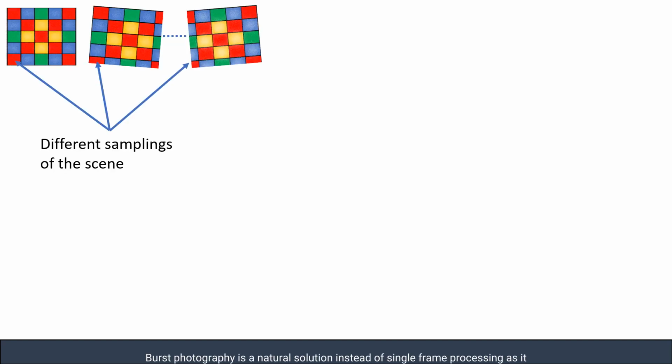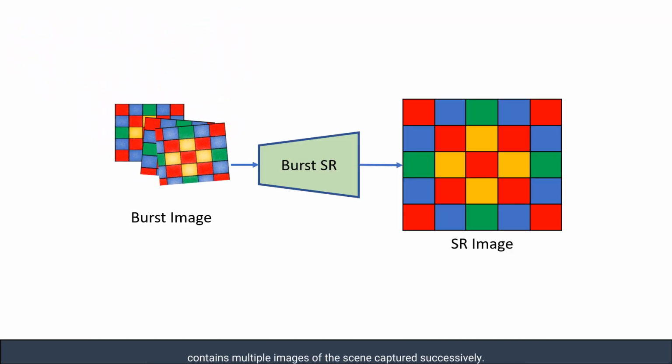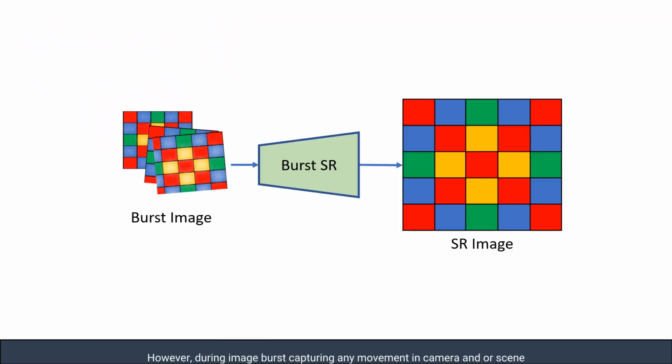Burst photography is a natural solution instead of single frame processing, as it contains multiple images of the scene captured successively. However, during image burst capturing, any movement in camera and/or scene objects will cause misalignment issues while merging the information in each frame, thereby leading to ghosting and blurring artifacts in the output.